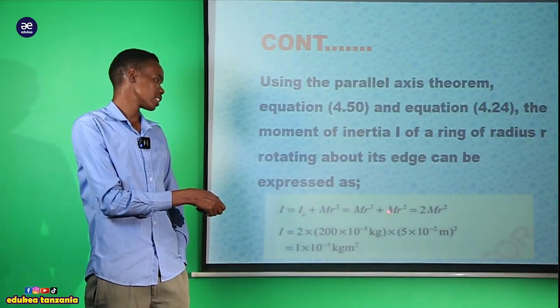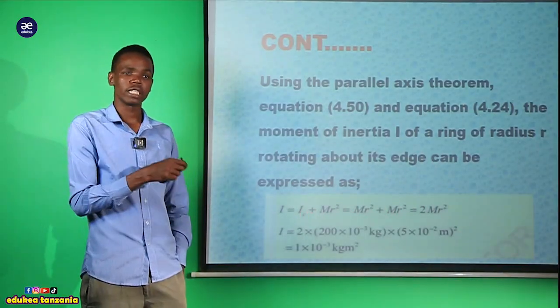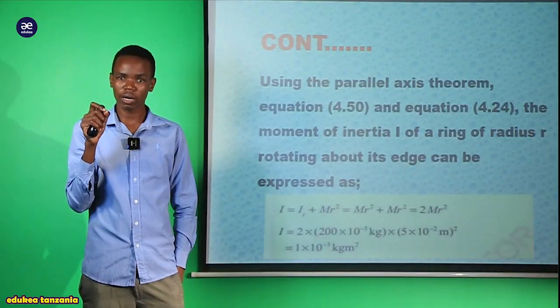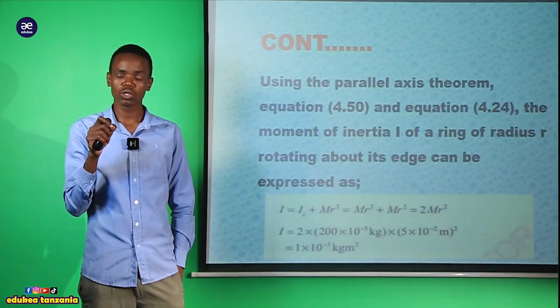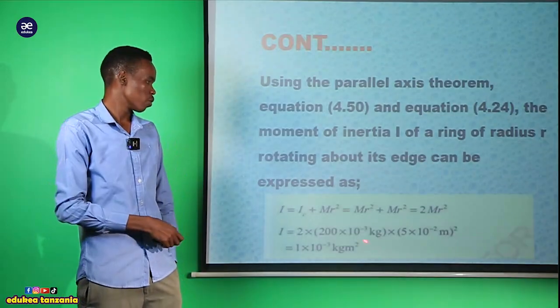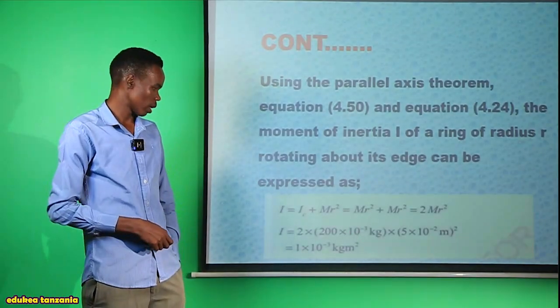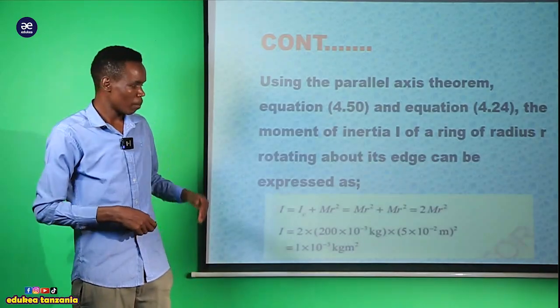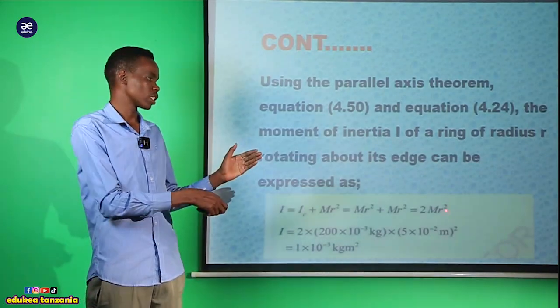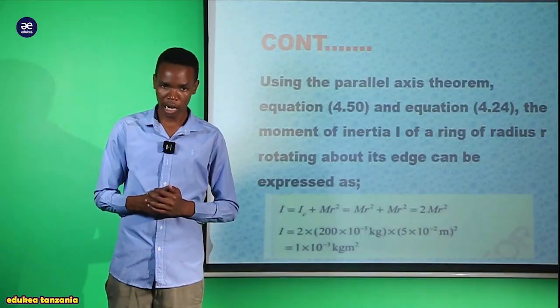Now we should substitute here because we are talking about the uniform ring. If we are talking about the uniform ring, we are supposed to substitute the moment of inertia through the center, which is equal to mr squared. If we sum, we obtain that the moment of inertia through an axis must equal 2mr squared.